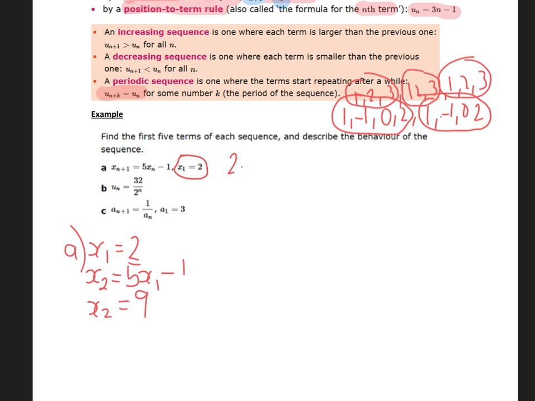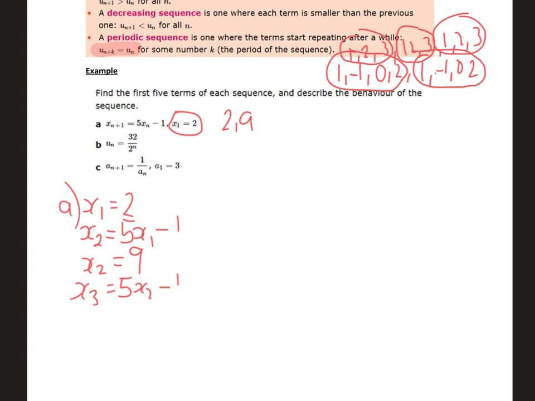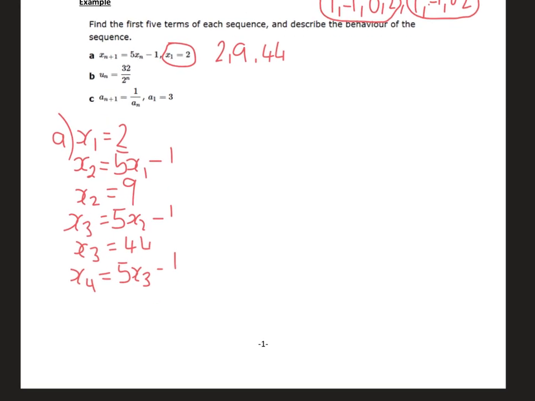So I've got 2, 9. To get X3, I would do 5 times the current term, so 5 times X2, take away 1. So I'll do 5 times 9, which is 45, take away 1, which is 44. To get X4, it's 5 times X3, take away 1. So I'll do 5 times 44, take away 1, so 219.